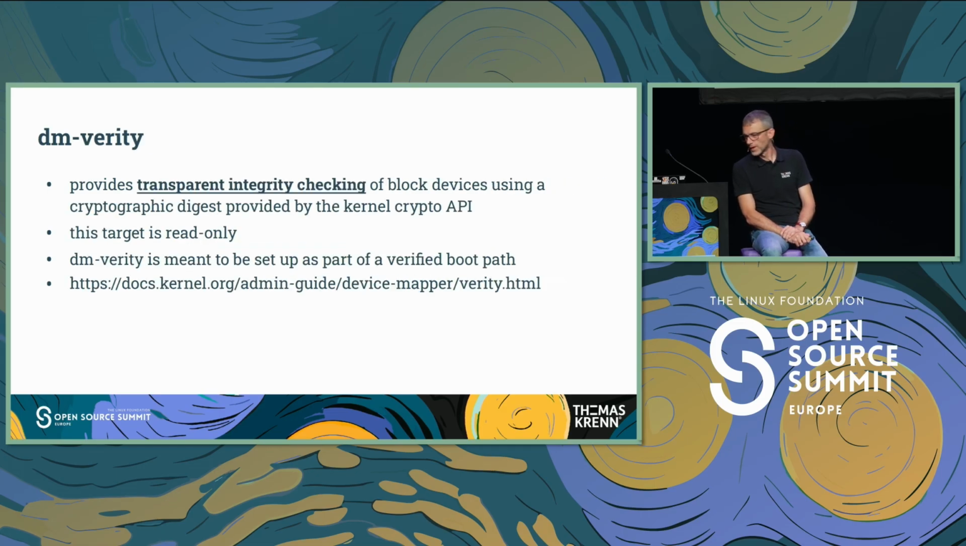So I think it's one before we get into the video. Yeah, it's still one, the last one before video, it's the DM Verity. This provides transparent integrity checking. It's read-only and set up most of the time for a verified boot path. And yeah, you can also get more information on there.